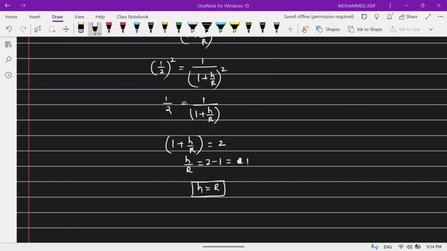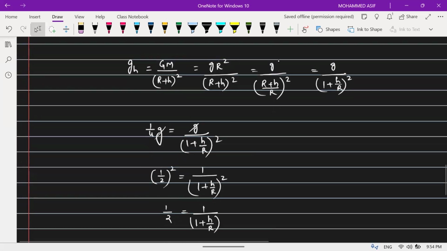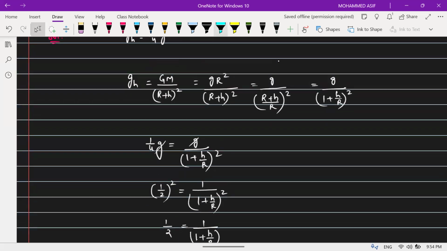So what is the formula I will be using right now here? G at a certain height will be equal to Gm divided by R plus H whole square. Simplify G into M and write it, and G at a certain height is given as 1 by 4 times of G. So simplify it, that will give the answer. Am I clear? Any doubt?